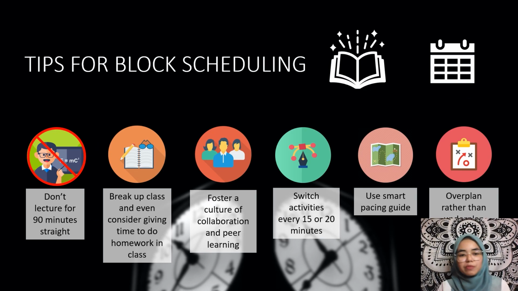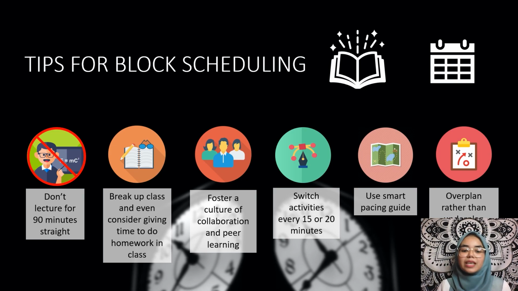Okay, next we go for the tips for block scheduling. First, don't lecture for 90 minutes straight. That means you need to have a break, or you need to have a Q&A for the students. So in 90 minutes, you can also get their feedback on what they have learned that day. Second is a breakout class, and even consider giving time to do homework in class. So you have a rest and you give them time to do homework. From this, you can see how they did their homework.